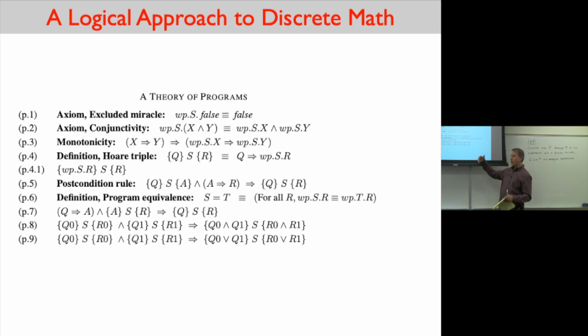You have to imagine every single possible Boolean expression. If WP.S.R is false for this program, then it's false for that program. If WP.S.R is true for this program, it's true for that program. You can take all the Boolean expressions in the world, and they have to match.